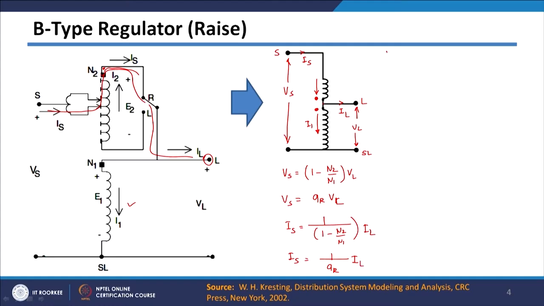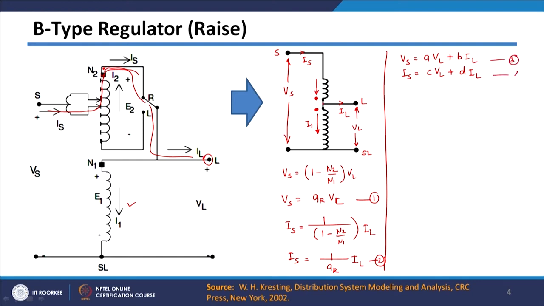And then we compare this with our standard ABCD parameters, that is Vs is equal to A VL plus B into IL, and Is will be equal to C into VL plus D into your IL. So, if you compare equation 1 and equation 2 with equation 3 and equation 4, we have your A parameter, which is basically AR.